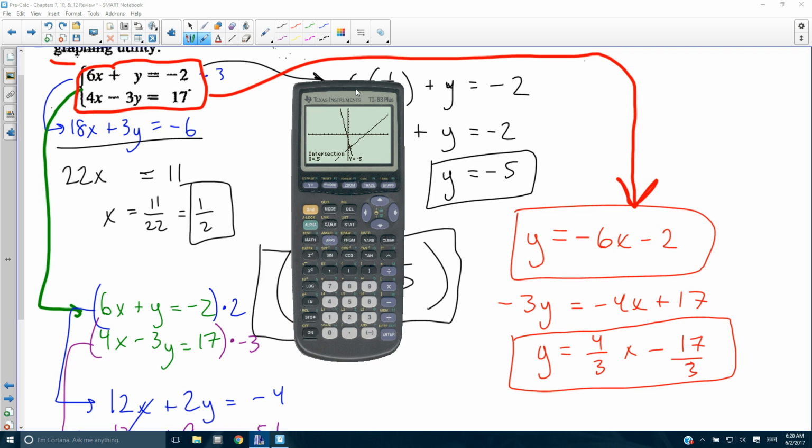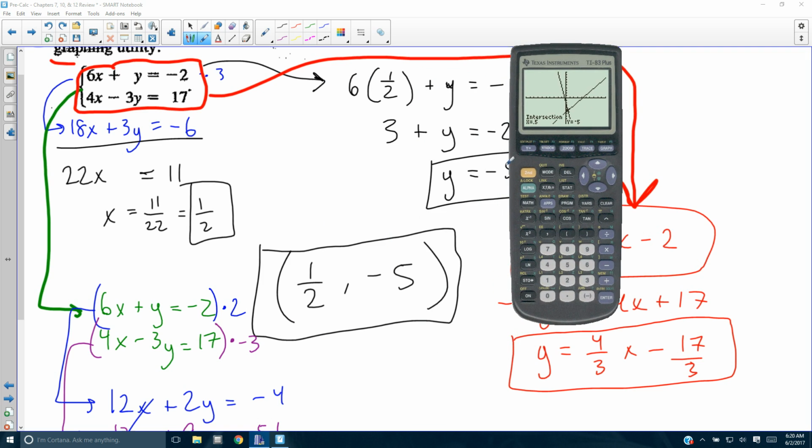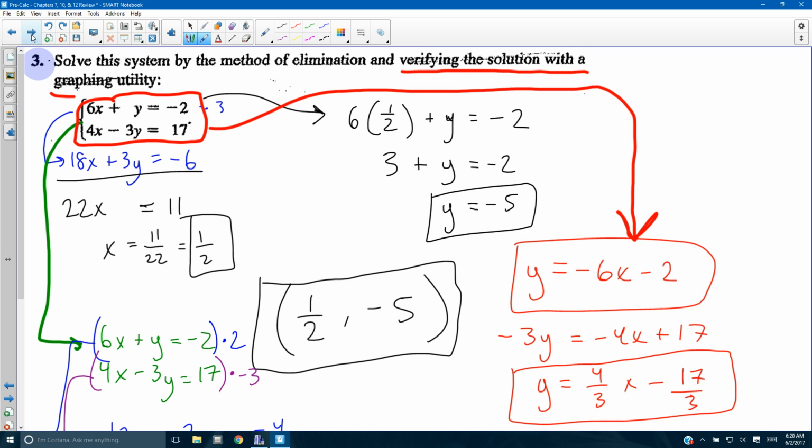0.5, negative 5. Well, 0.5 is 1/2. Negative 5 is exactly that, negative 5. There we go. We're set with that problem there. Good solution. Moving on to the next, this is problem number 3.